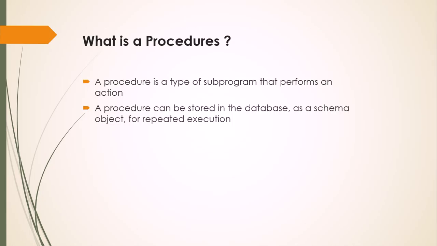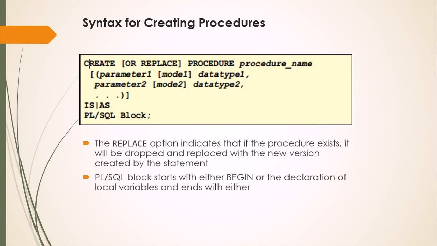What is a procedure? A procedure is a type of subprogram that performs an action. A procedure can be stored in the database as a schema object for repeated execution. Syntax for creating procedure: create or replace procedure procedure_name, and then parameter1 mode1 datatype1, parameter2 mode2 datatype2, is a PL/SQL block.